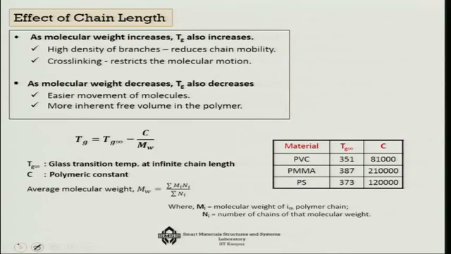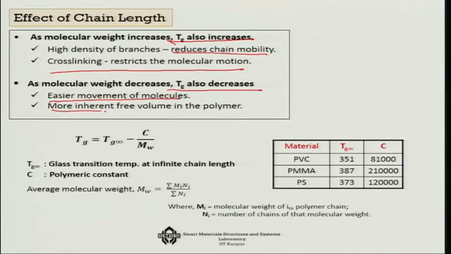If you look at the chain length, as molecular weight increases, the Tg increases. We know that. A high density of branches will actually reduce the chain mobility. Cross-linking will actually restrict the molecular motion. And as the molecular weight decreases, Tg also decreases, because there is easier movement of molecules and more inherent free volume in the polymer.